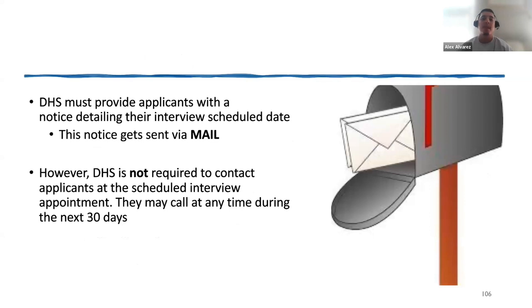Which leads me to this next slide. So DHS must provide applicants with a notice that details the interview schedule date. One thing to note is this will get sent via mail and via mail only. There's no call for that, no email or anything like that. DHS is not required to contact applicants at the scheduled interview appointment. They may just call anytime during that 30-day period. So again, just reiterating to make sure that they are picking up all those phone calls during that time.